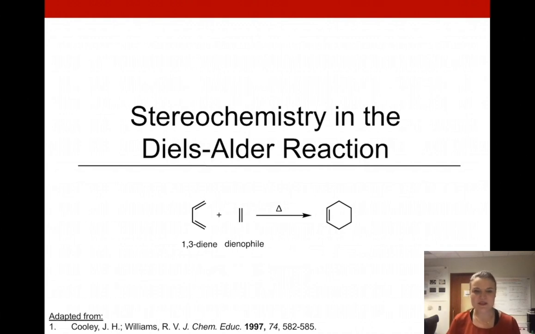Hello organic students. Today in lab we're going to be looking at the stereochemistry in the Diels-Alder reaction. Here I've shown you the reaction to make cyclohexene, but you need to remember two things you need for the Diels-Alder reaction, and that is a diene and a dienophile. In this example our diene is 1,3-butadiene and our dienophile is ethene. Now if we push arrows we can clearly see how we're able to get our cyclohexene product.